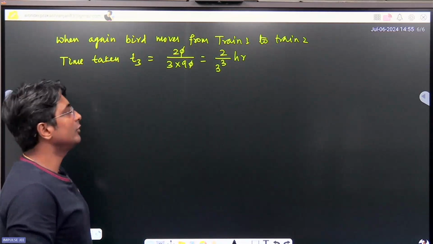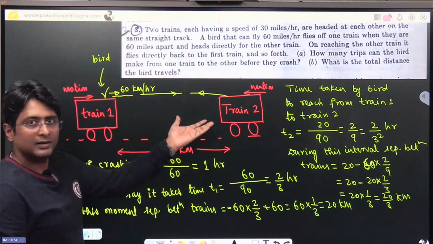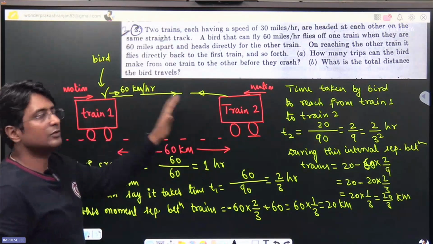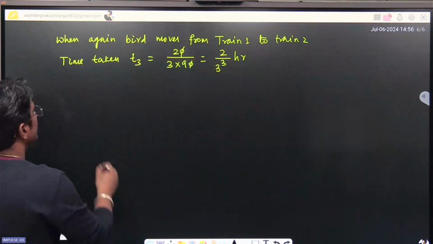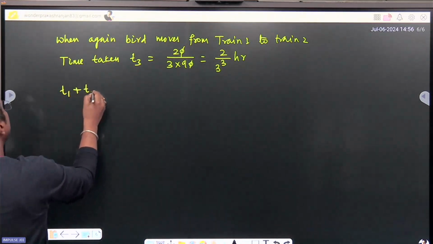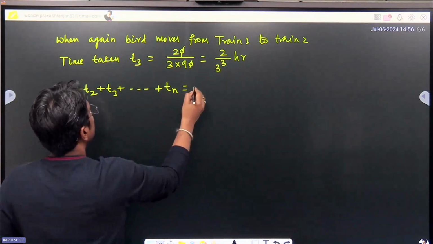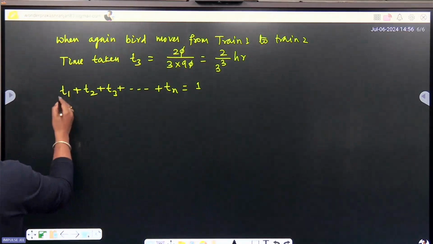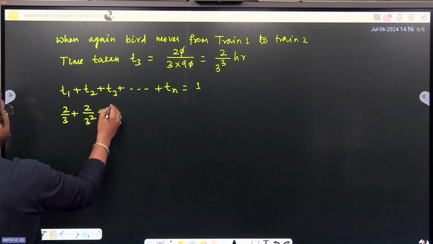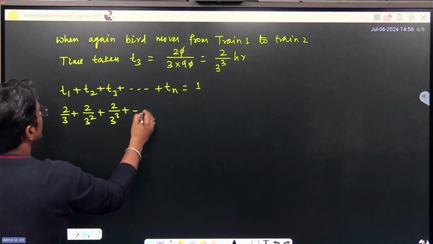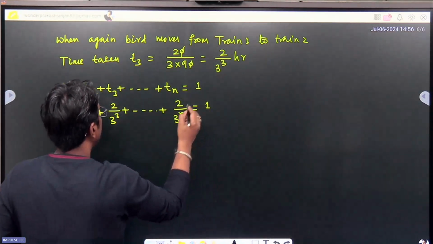But the total time of motion we can say is nothing but 1 hour, because when the trains crash, till this time only the bird is going to move from 1 to 2, right? So what we can write, T1 plus T2 plus T3 plus dot dot dot Tn can be written as 1 hour. So T1 was 2 by 3, T2 was 2 by 3 square, and T3 was this cube, plus dot dot dot plus 2 by 3 to the power n is coming 1.